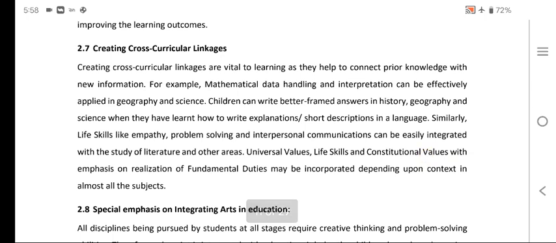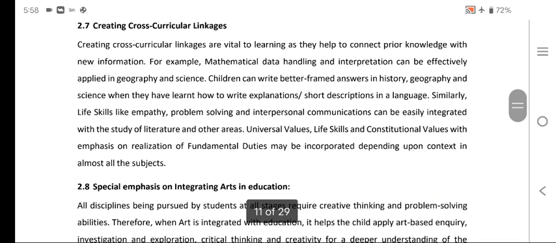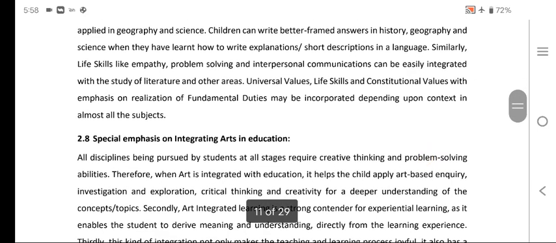Creating cross-curricular linkages. What will be the cross-curricular linkages? Example has been given that, suppose, mathematical data handling and interpretation can be effectively applied in geography and science. So children can write better answers in history and geography and science when they learn how to write explanation and short description in a language. Similarly, life skills like empathy, problem solving. So these are all cross-curricular linkages. Not only the cross-curricular linkages, but also the cross-subject linkages will be there. So that will also be implemented in the CBSE Senior Secondary curriculum.